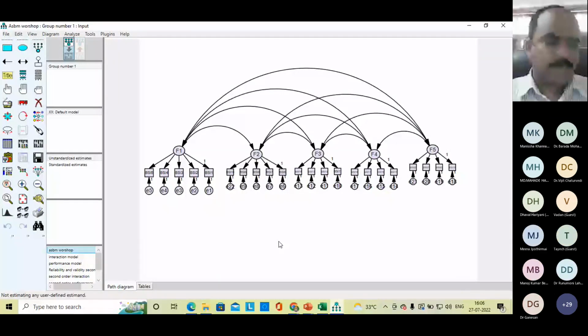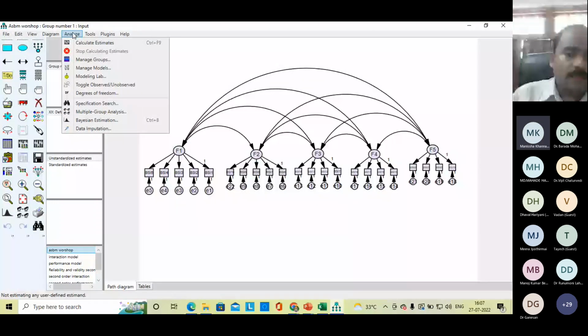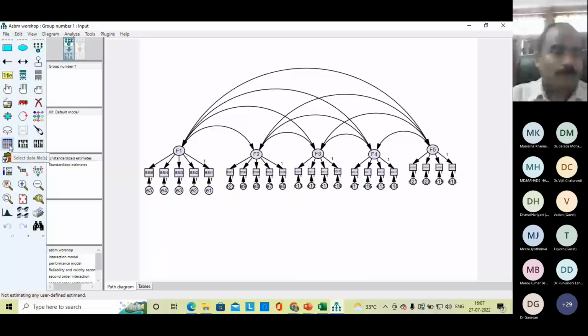So my screen is visible? Yes, sir. This is what I did yesterday, if you can remember it correctly. So directly you go to Analyze. Clear? Okay. Then Calculate Estimates. But prior to that, you must have given your Amos the SPSS file as input. In order to do that, you need to go to Select Data File. Please look at my cursor movement. So select data file, then locate your SPSS data file.